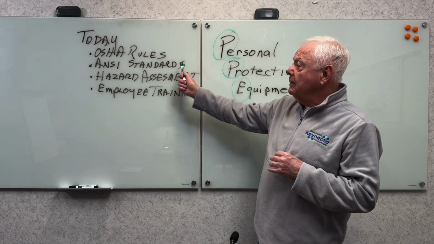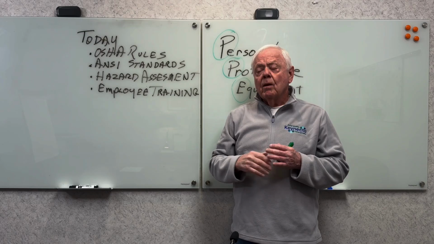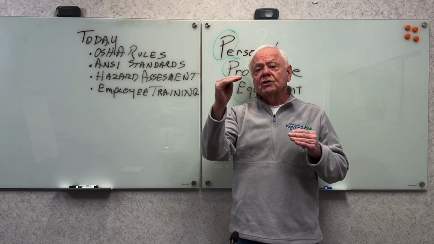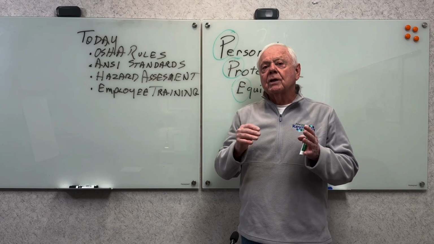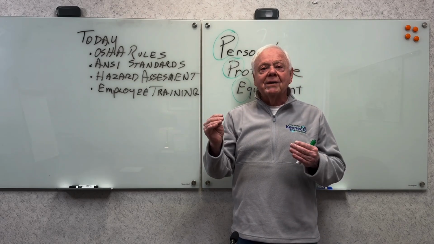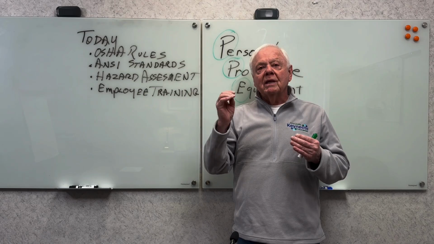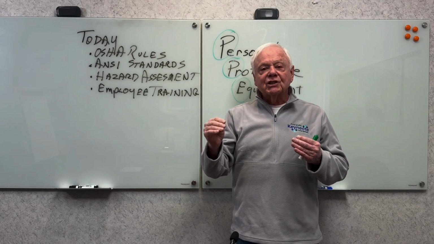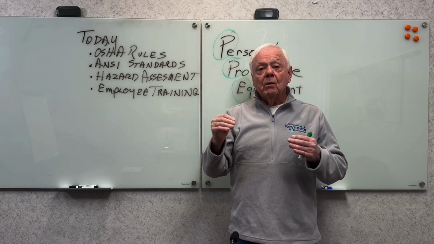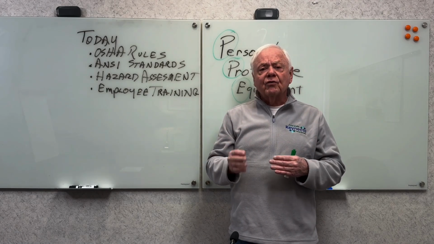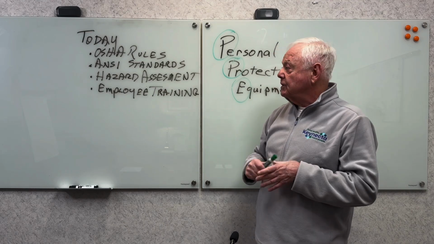Then we're going to talk about ANSI Standards. ANSI Standards will apply to most of the PPE we're talking about today. There's a standard in place, as an example, for eye protection. It's going to determine the eye protection quality, how well it can perform, and what testing it needs to go through before they put that Z87 stamp on it.